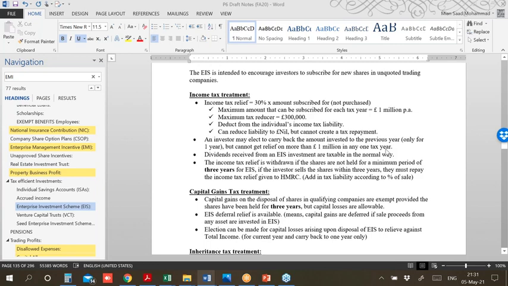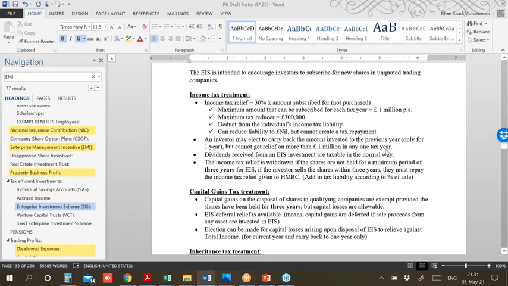Obviously, what you have purchased is shares in an EIS company. So obviously, the return from the shares is always in the form of dividends. The dividends from EIS are taxable in the normal way. However, you get the reducer for the very first time when you invest in them. The income tax relief is withdrawn if the shares are not held for the minimum period of 3 years.